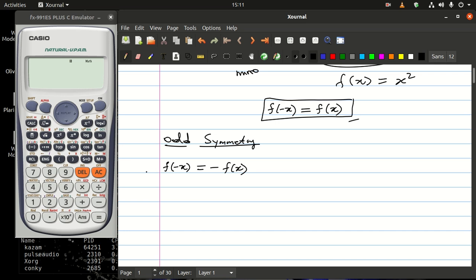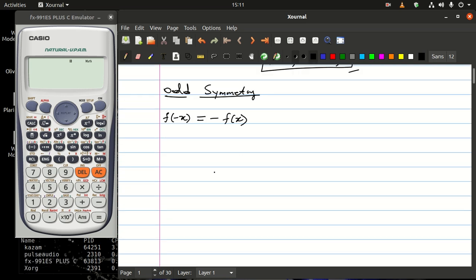Now, this is just a mathematical representation if I give you a function. But if I give you a curve on the other side, I give you a curve here, and I say I want you to find out, is this curve odd or is it even?